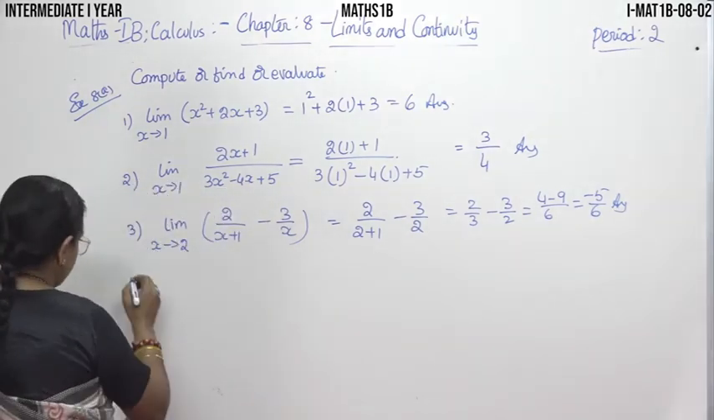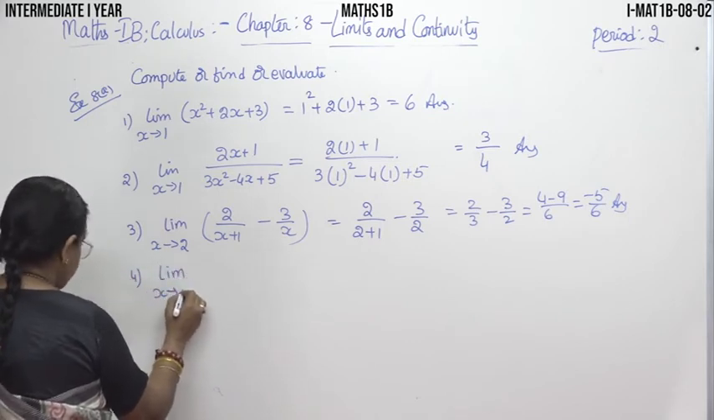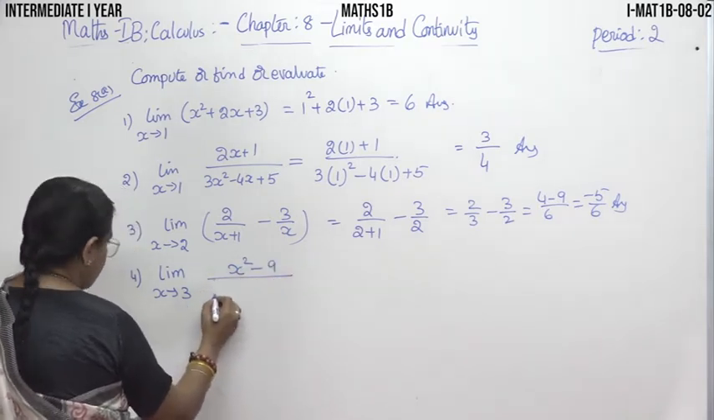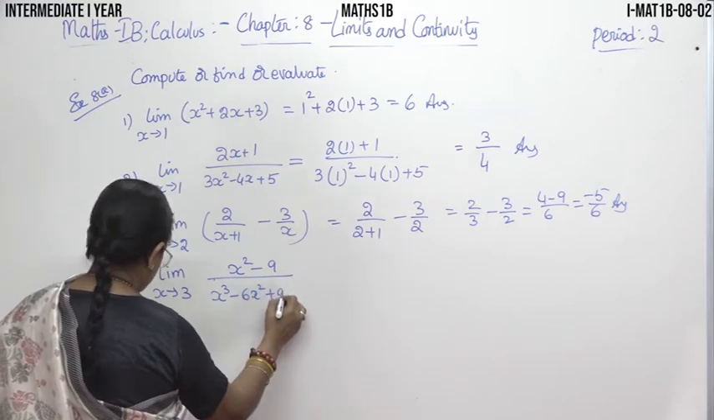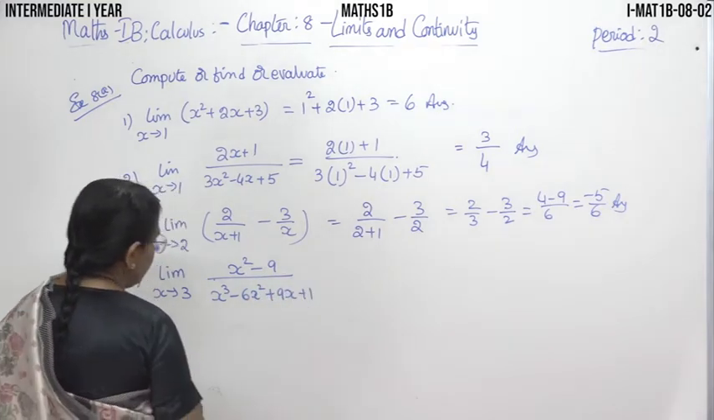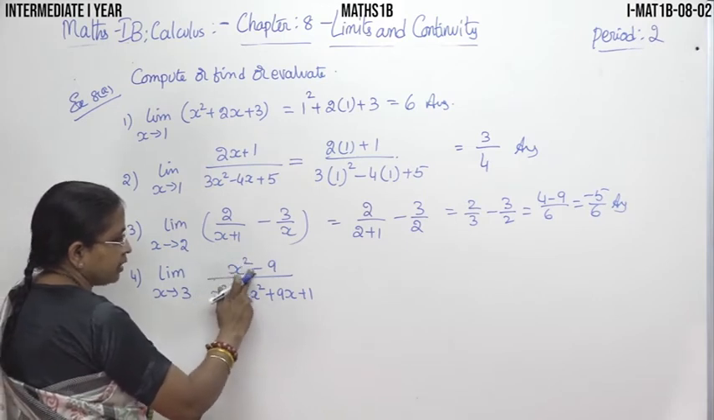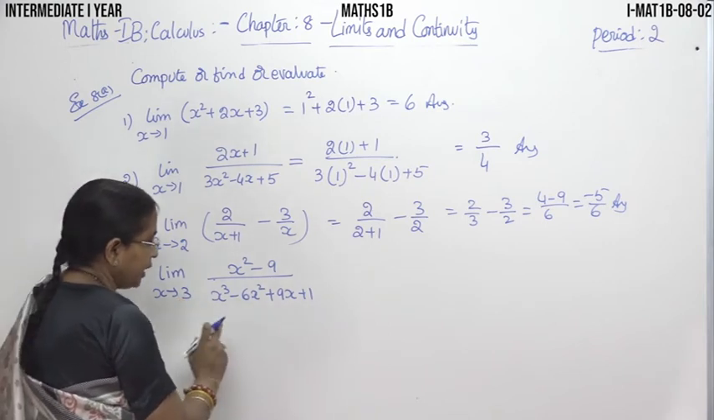Now we'll do another problem. Limit x tending to 3 of x square minus 9 by x cube minus 6x square plus 9x plus 1. Now first I'll substitute 3 in this. Then I'll get 3 square, 9 minus 9, 0. Now we should see whether it is any indeterminate form.